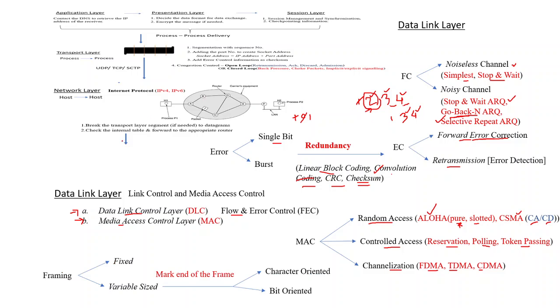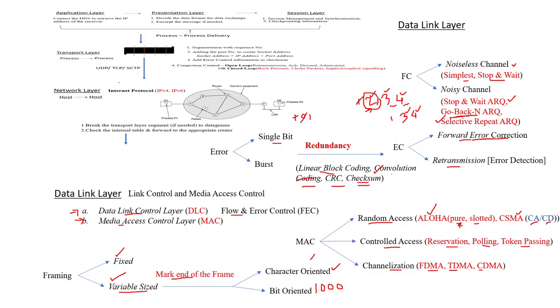And now there are two types of framing used in the data link layer. One is fixed framing, but the more important and more used framing in the data link layer is variable sized framing. But the problem in variable sized framing is that the receiver must know where the frame starts and ends. So in order to mark the end of a frame, it can use a character like the escape character, or it can use a bit oriented approach where you use a special byte.